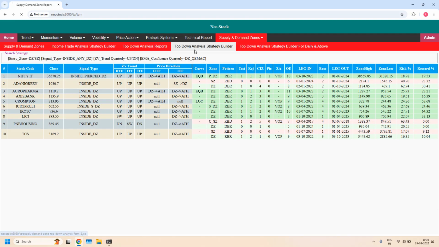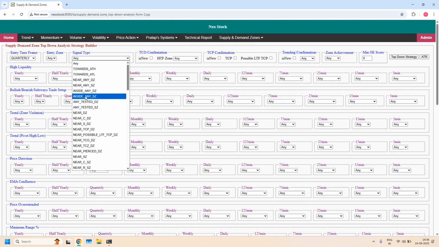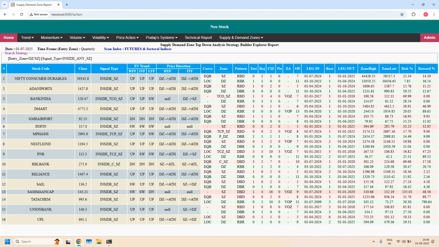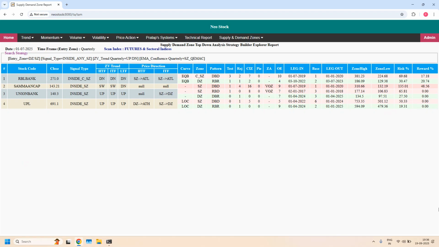Okay, next, price closed inside the quarterly supply zone. We got 16 stocks. We can further filter this list based on quarterly supply zone having quarterly EMA confluence, and also trend on the quarterly should not be sideways. We got 4 stocks.